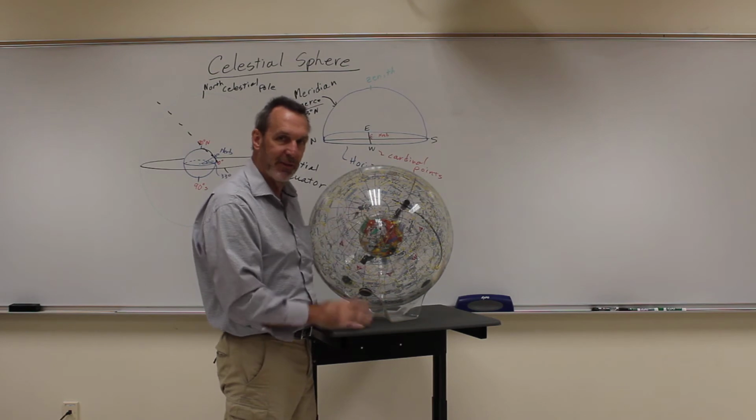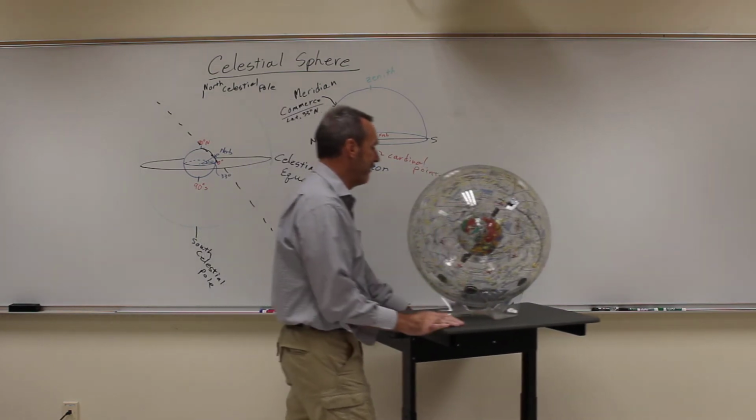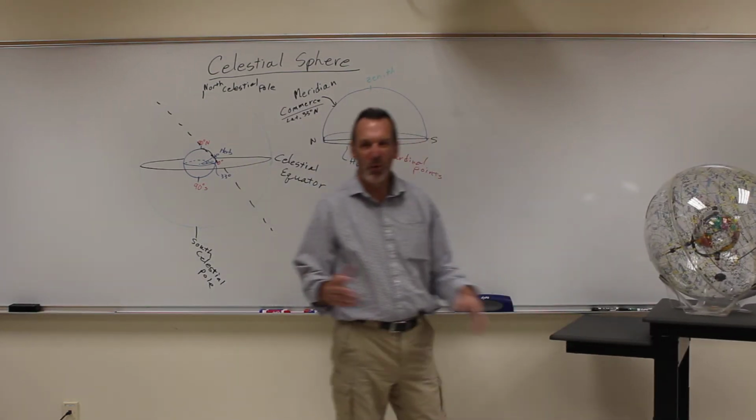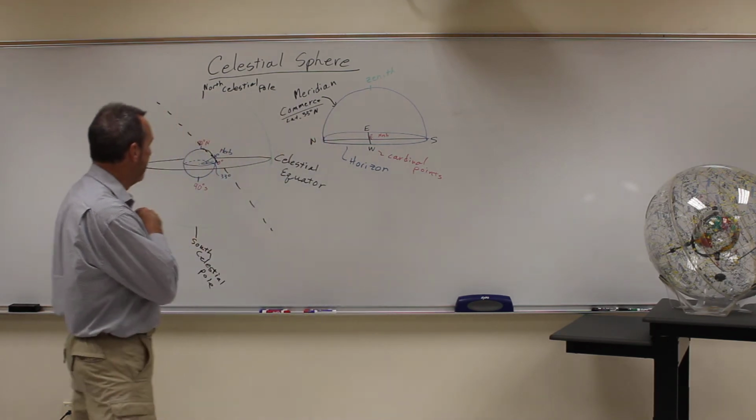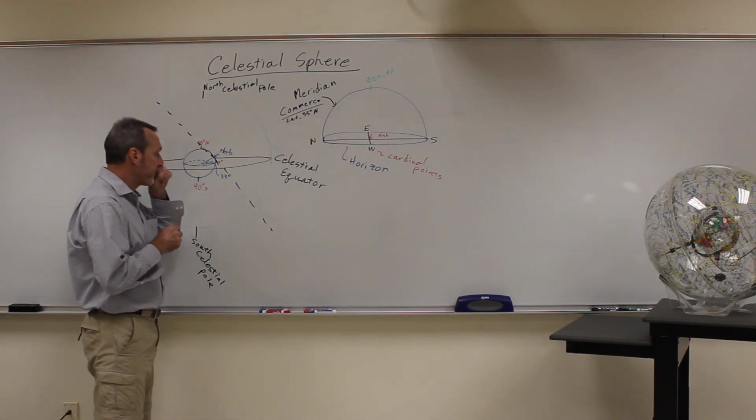We will talk about that in the next video. But right now, there is a star there. We're real close. It's like 0.7 degrees off, but close enough for us. And we call it Polaris.